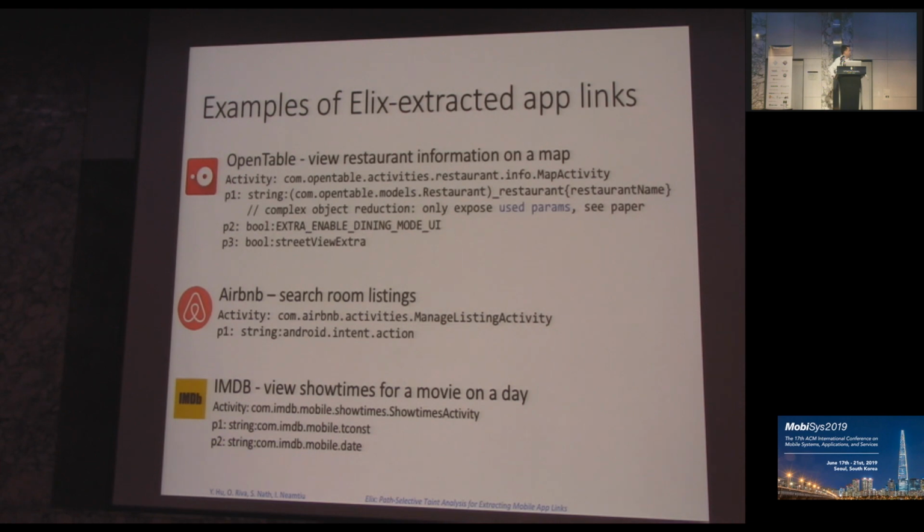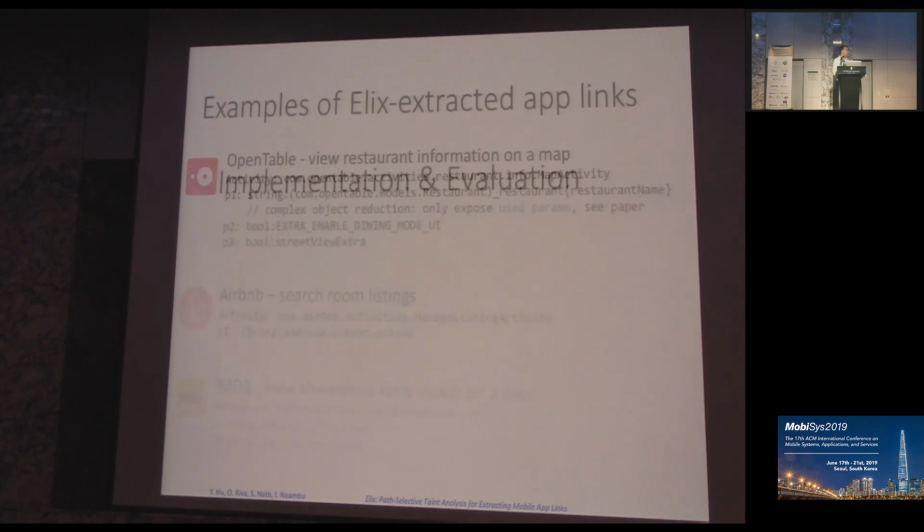The paper also has other examples of extracted app links. These are some samples, for instance for OpenTable. This is what the Elix-extracted app link looks like for viewing restaurant information on a map. For Airbnb, if you want to search for room listings, that's the activity, and that's the string that lands you onto that activity with the correct parameters. For IMDb, remember that example from the beginning, if you want to see showtimes for a certain movie on a certain day, there are two parameters, the date and the ID for the movie. So these are all automatically extracted and simplified by Elix.